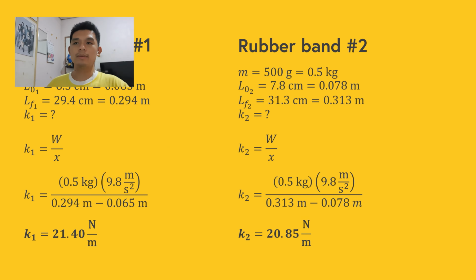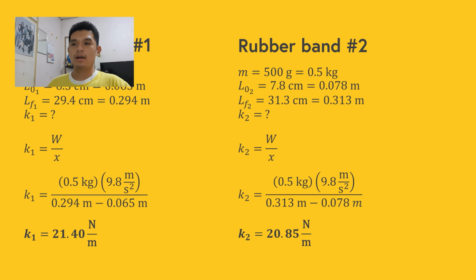As for rubber band number 2, or the used rubber band, we can see here that I got an initial length of 7.8 centimeters, or equivalent to 0.078 meters. And as for the final length, I got 31.3 centimeters, which is equivalent to 0.313 meters. And also we are finding here the spring constant, which is equal to weight over delta x.